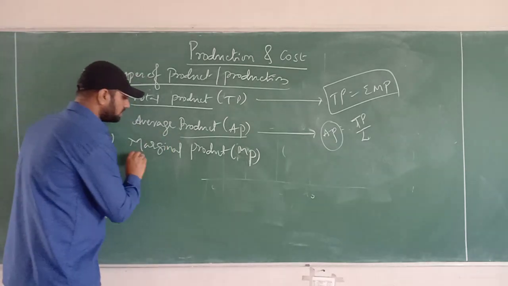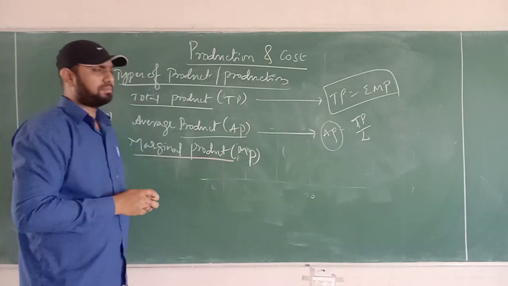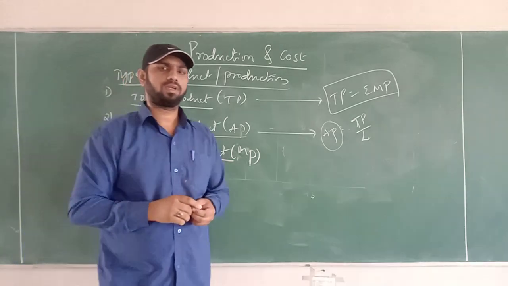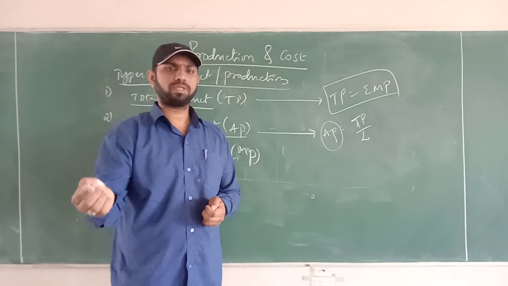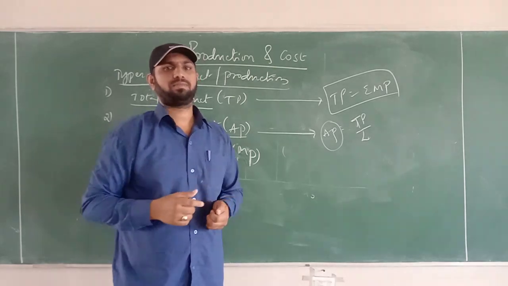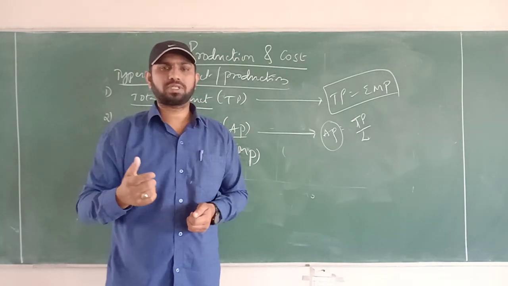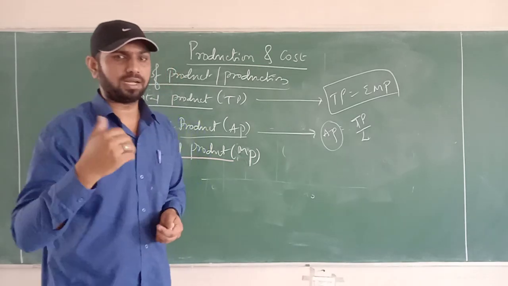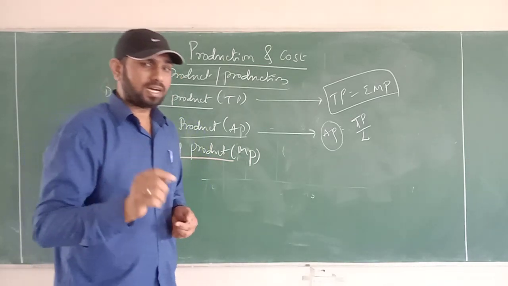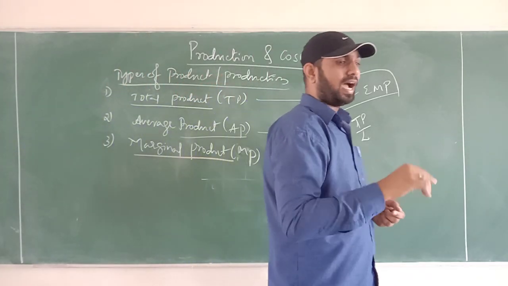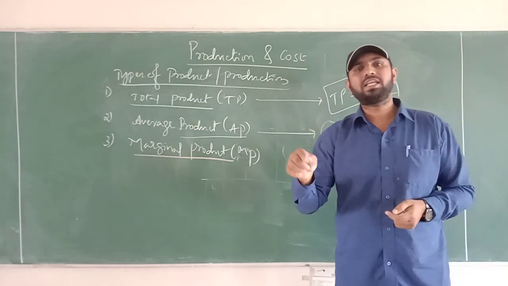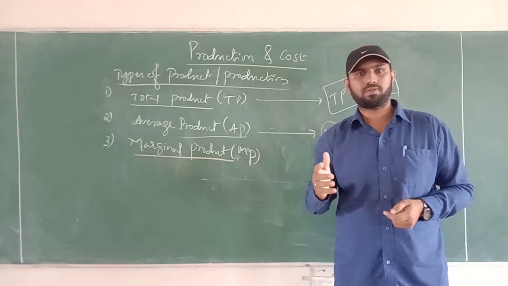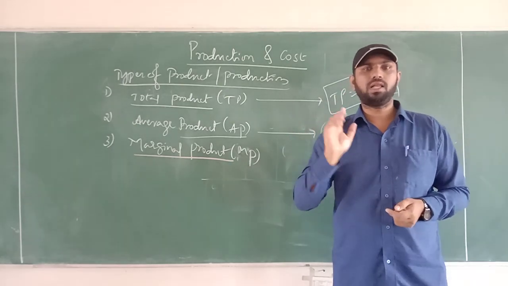Now coming to the next one, marginal product. Marginal product means the additional output produced from the use of additional input, that is called marginal output or marginal product. In simple, marginal product refers to additional employment of input which yields additional output.